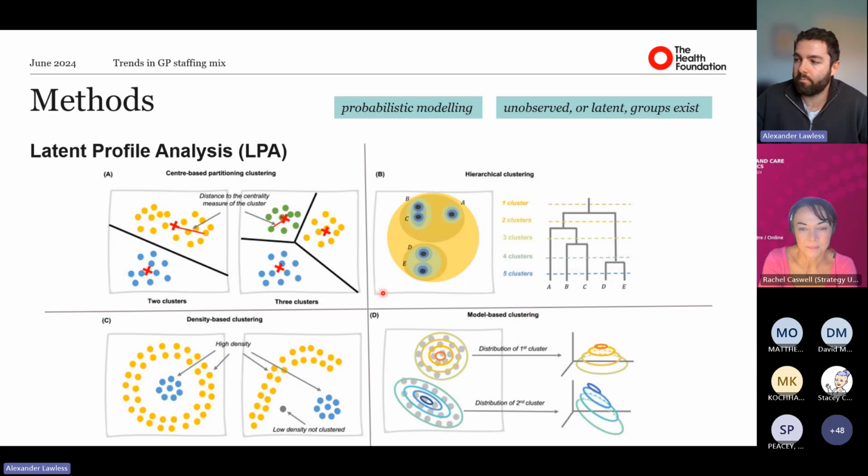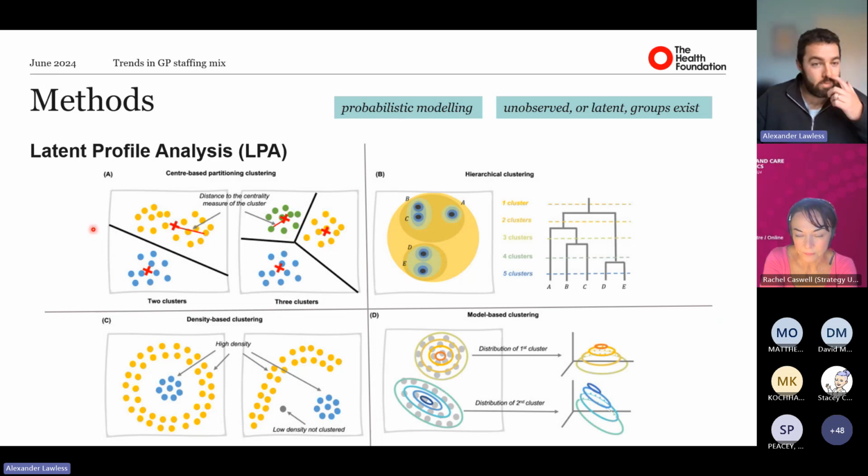So LPA falls within the model-based clustering. So a key feature of model-based clustering and LPA is that points are assigned to clusters based on their distribution. So the model assesses the distribution of all the points in the sample, looks for shapes that the clusters are occurring in, and then, using probabilistic assignment, will assign a point to a cluster based on its position relative to the other points around it.